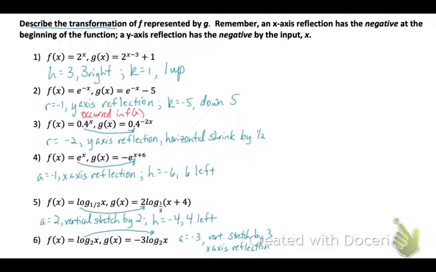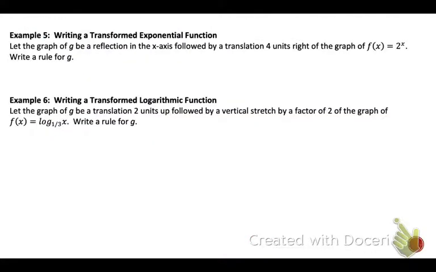All right, now let's work the other way, and we'll start with a function and then be told transformations to do, and then write a new function. So let the graph of g, that's our new function, be a reflection in the x-axis followed by a translation 4 units to the right of that graph. So we're starting with the exponential f of x equals 2 to the x. So a reflection in the x-axis would be a negative out front.